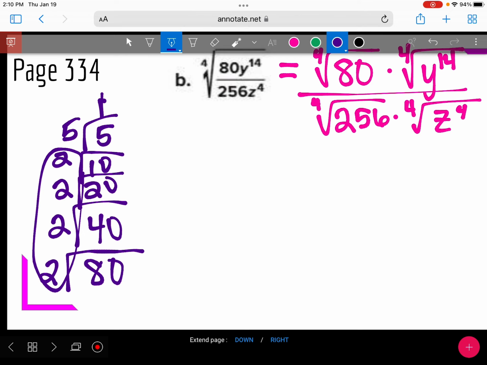So what do we end up with as the 4th root of 80? 2, not square root, but 2 4th root of 5. Yep, don't forget. It's totally normal. I totally get that. 4th root of 5. Yep. And then the 4th root of y to the 14th is our next part. Can we evenly divide 14 by 4?